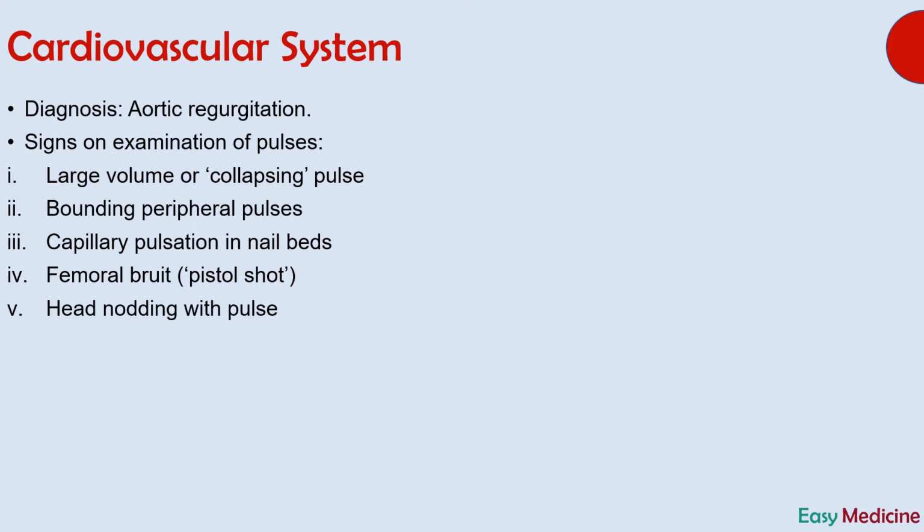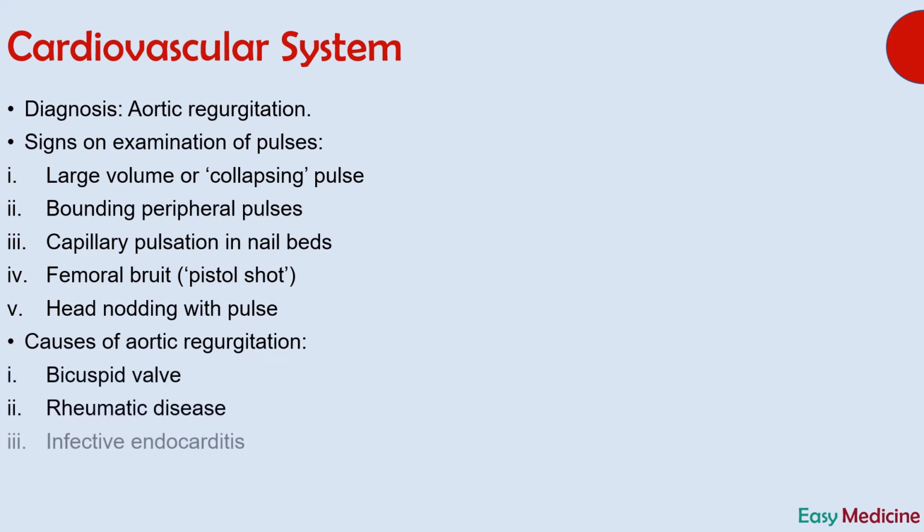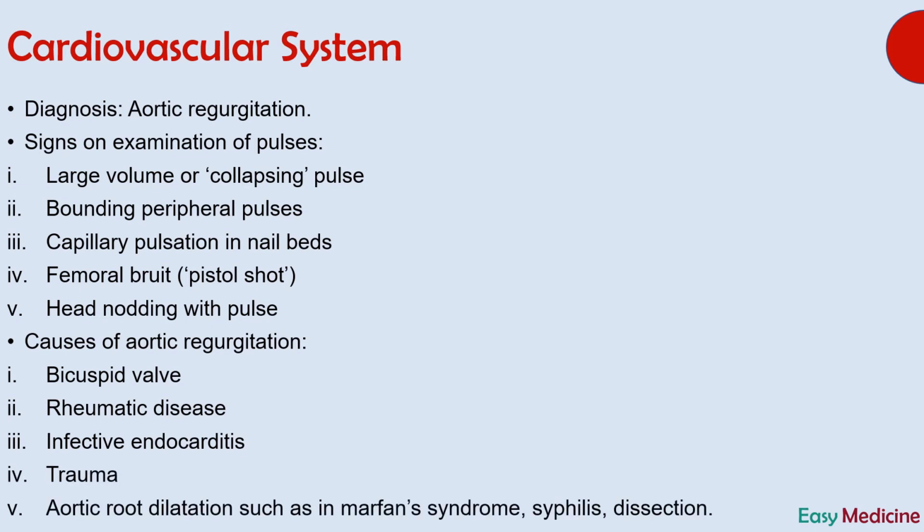The last part of the question asked about causes of aortic regurgitation, and they include bicuspid valve, rheumatic disease, infective endocarditis, trauma, and aortic dilatation such as in Marfan syndrome, syphilis, or aortic dissection. And here is the blue box with reference page numbers from Davidson from where these answers are taken. Let's read the next question.